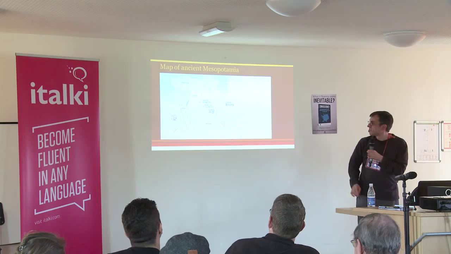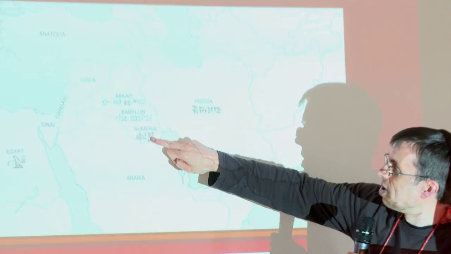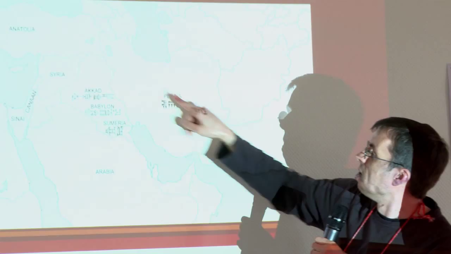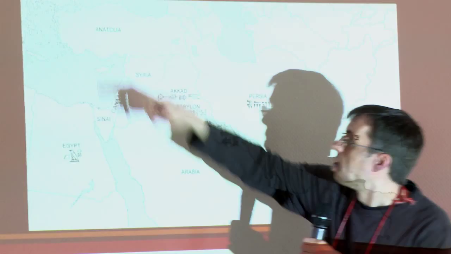So this is the ancient world. So Sumeria was here, and then Babylon was another place where they used the script, and Akkad, and Persia. And then this is where the Egyptian script was used, and other scripts spread into it from there.